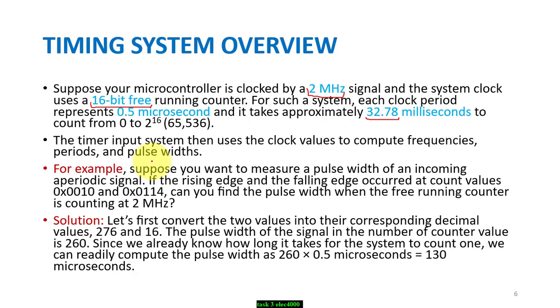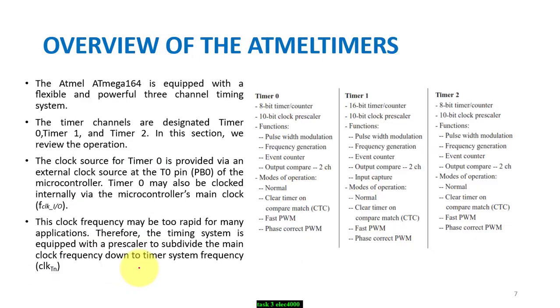So assume that we had a pulse whose rising edge is at 10 hexa and its falling edge is at 114 hexa. What is the size of the pulse? In this case, the counter will start running at 10 and stop at 114. We need to count the difference in these values, which is 260 decimal. Remember, 10 hexa is 16 and 114 hexa is 276. So the difference is 260. 260 multiplied by 0.5 microseconds will give us 130 microseconds. This is the width of the pulse.